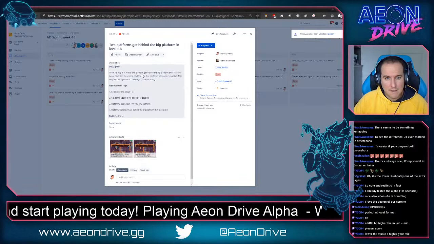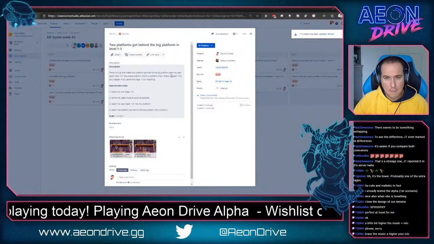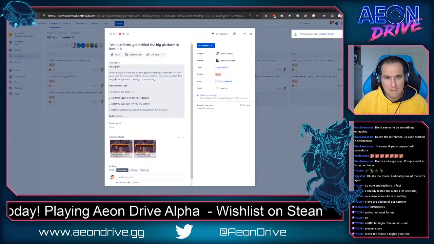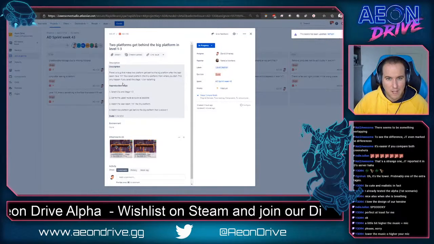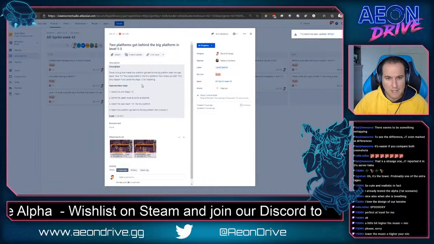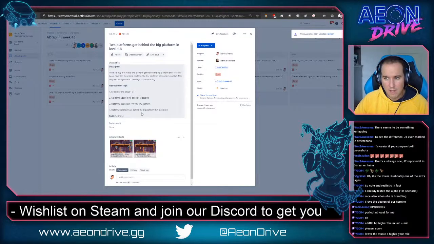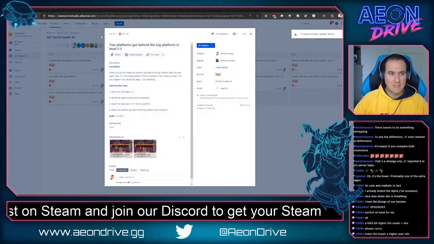there's a bug that makes the two platforms get behind the big platform after the laser beam has hit the closest platform, the tiny platform, from where you start. This only happens if you select stage 1-3 or restart. Select city 1-3. Okay, let's go and check that one.